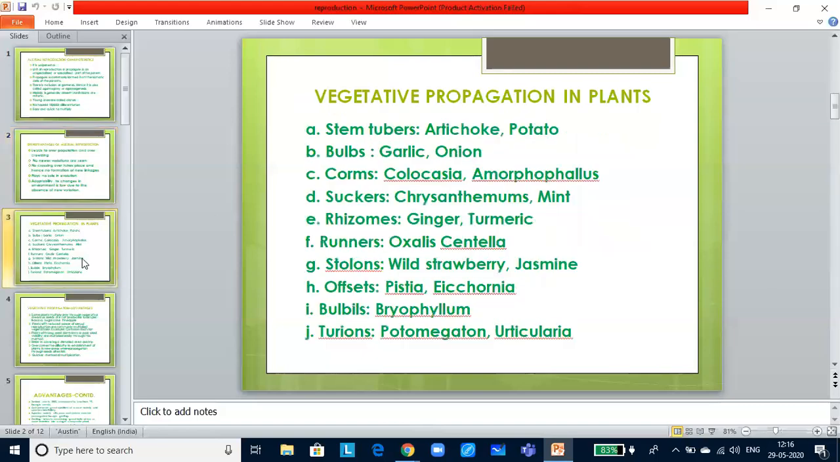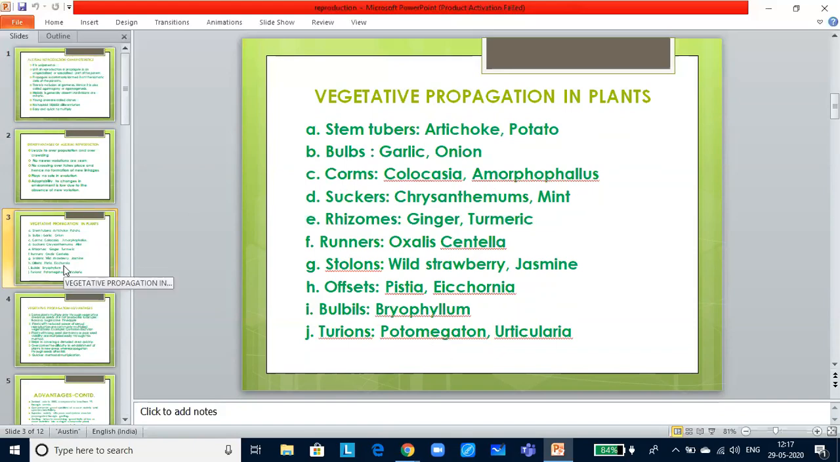This slide is very important. Please make a note because they would ask you what is the vegetative propagule in the plant, or what kind of modification you see. Stems, tubers: artichoke, potato; bulbs: garlic and onion; corms: colocasia and amorphophallus; suckers: chrysanthemum and mint; rhizomes: ginger and turmeric; runners: oxalis and centella; stolons: wild strawberry and jasmine; offset: pistia and eichhornia; bulbils: bryophyllum; turions: Myriophyllum and Utricularia.